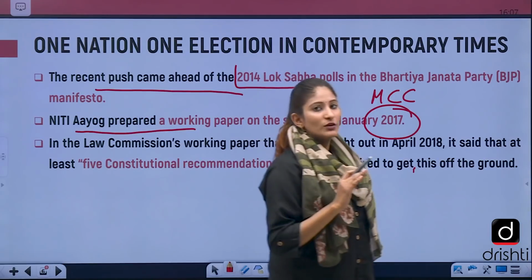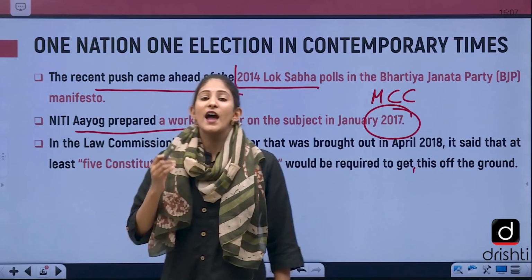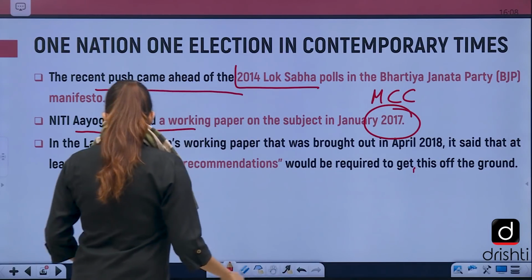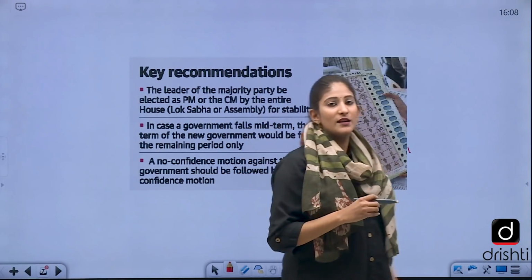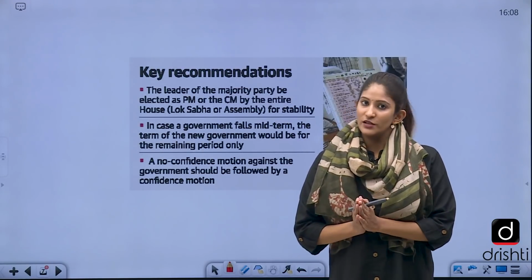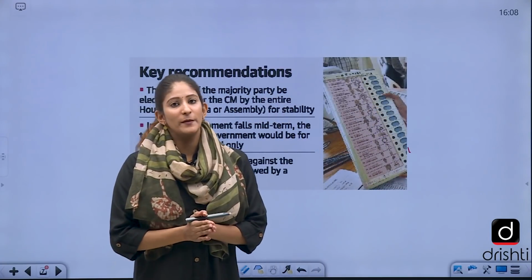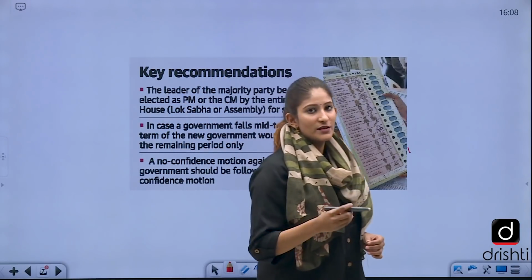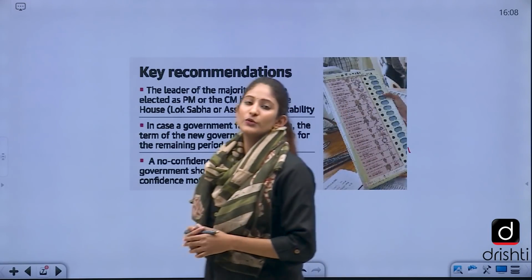Then, in the year 2018, the Law Commission also favored one nation, one election, and it said that certain amendments need to be made. Let's look at it. These are the key recommendations. So, the Law Commission of India said, what do we need? First, we need to amend the constitution. Second, we need to amend the Representation of People's Act 1951. We also need to amend the rules of procedure of LS as well as state assemblies. These are the key recommendations. We will go through them one by one.